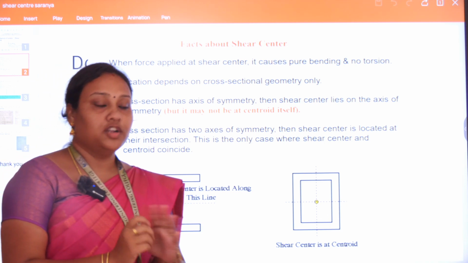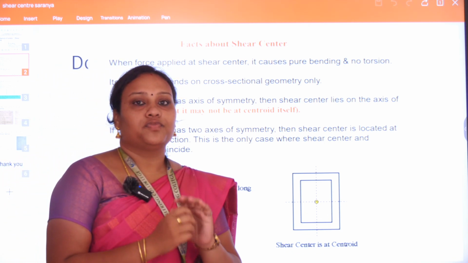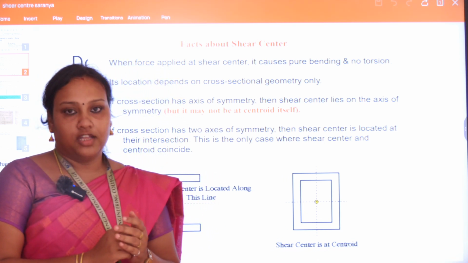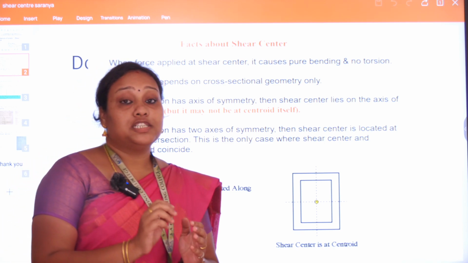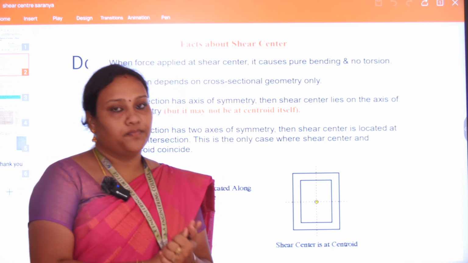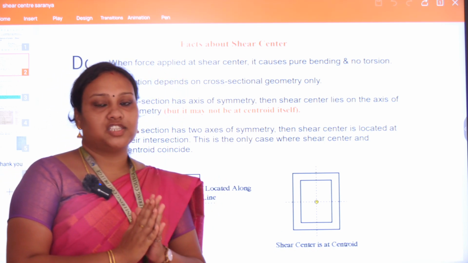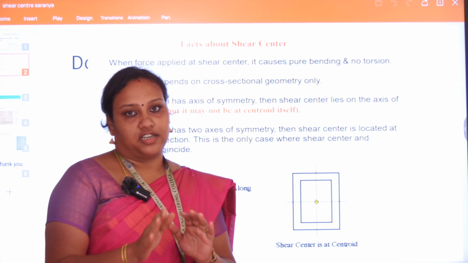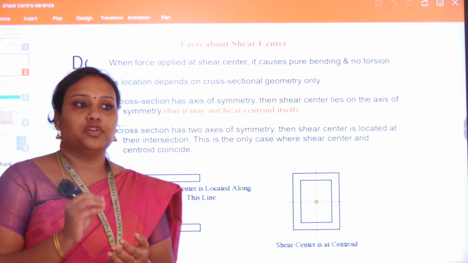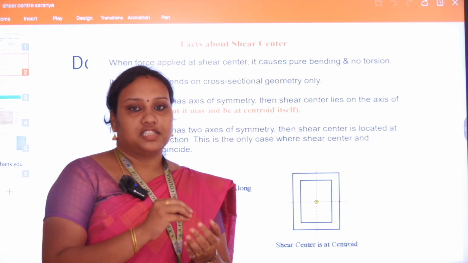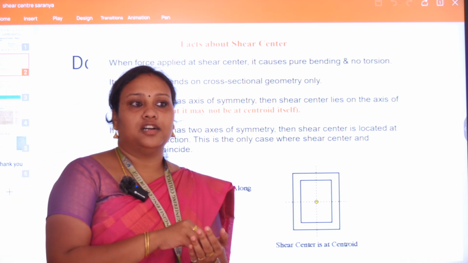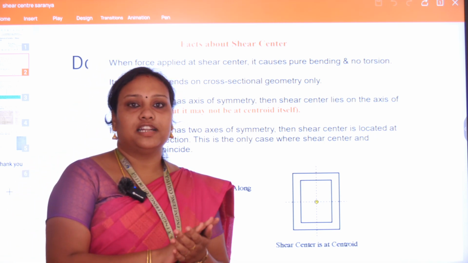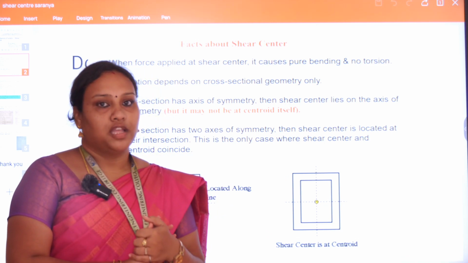So clearly note down, shear center is a point where when you apply load, the load produces only bending and there is no torsion, that is, twisting action in the cross section of the element is restricted. So it is very important that you find the shear center of the cross sectional element and you apply the load at that particular point so that the element is only subjected to bending.